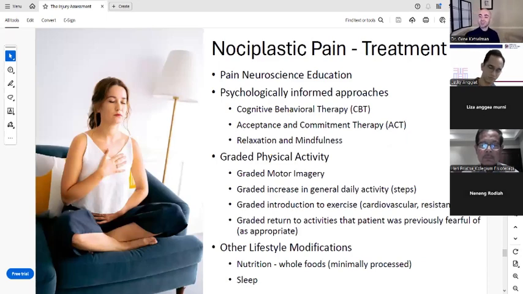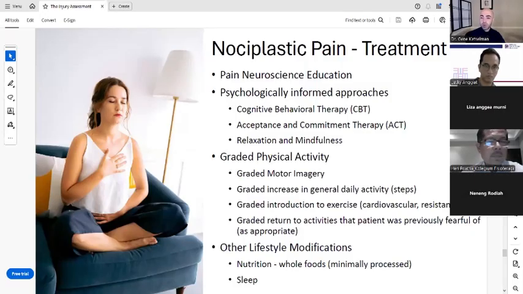That's the big question, because these are those tough patients. These are those ones that make you scratch your head and you have no idea what to do with them. The treatment does look a little bit different than what the nociceptive and neuropathic pain treatments are.